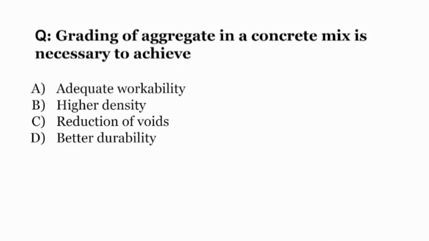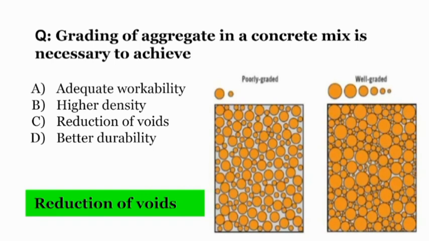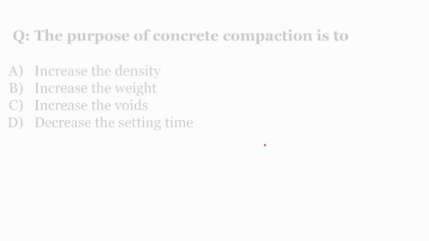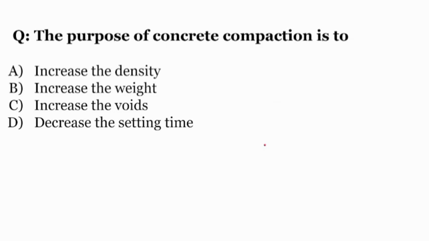Grading of aggregate in a concrete mix is necessary to achieve adequate workability, higher density, reduction of void, better durability. The correct answer will be reduction of voids. The well-graded aggregates have lesser voids as compared to the poorly graded aggregates. The purpose of concrete compaction is to increase the density, increase the weight, increase the voids or decrease the setting time. The correct answer is increase the density.